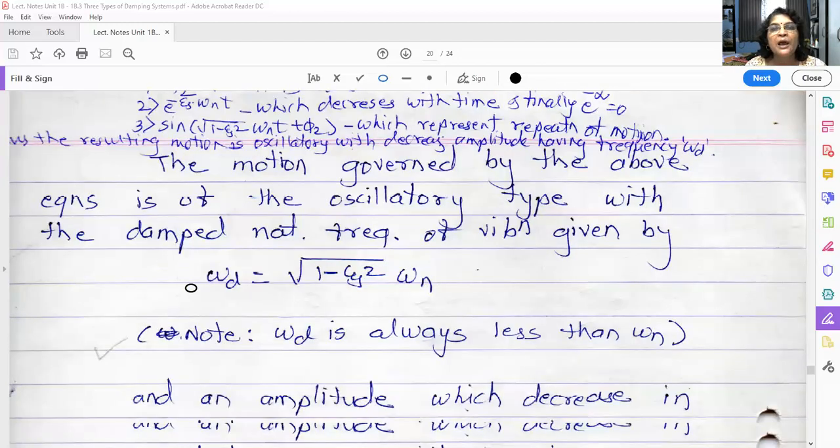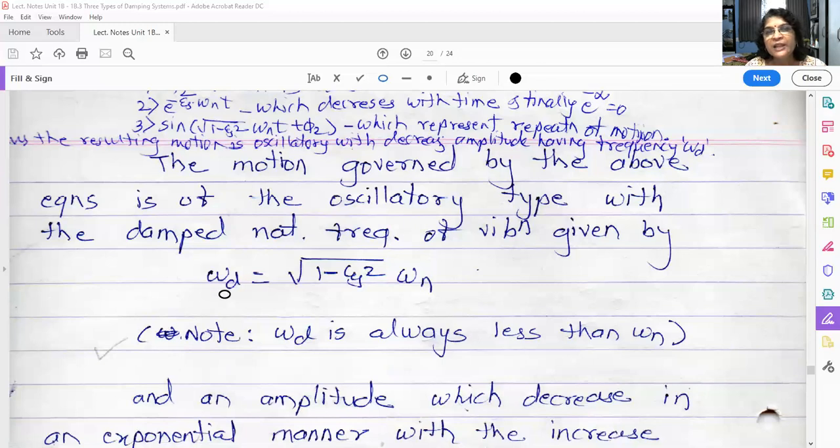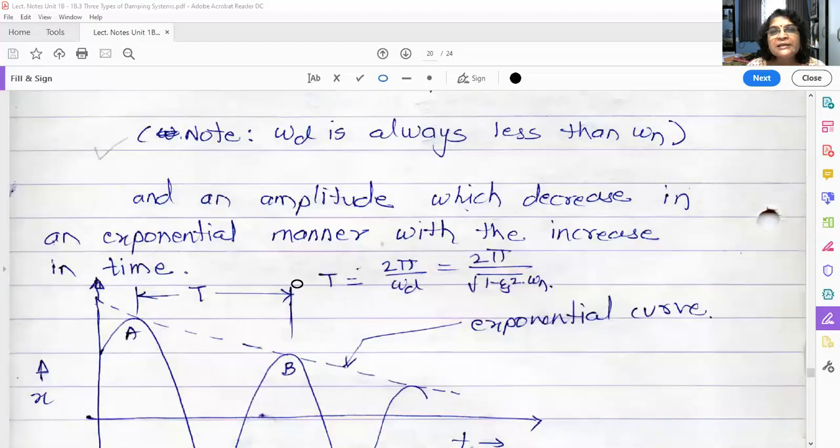What we have studied in the earlier lecture is that omega d is equal to square root of 1 minus zeta square into omega n. Omega n represents the natural frequency of the system, and omega d represents the frequency with which the system vibrates. It is known as the damped natural frequency. And zeta is the damping factor. Also, we have seen that omega d is always less than omega n, because this value is always less than 1. So now let us see here.